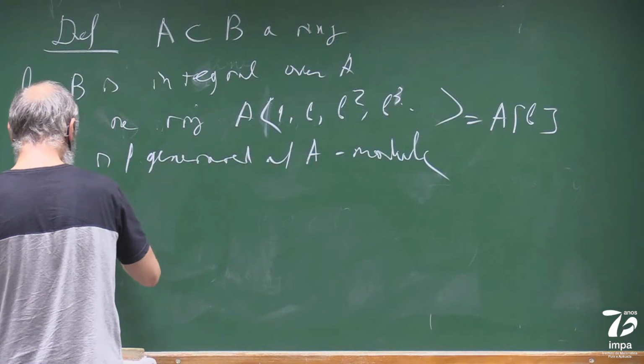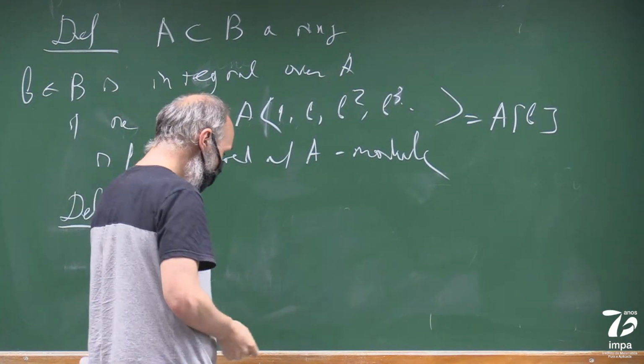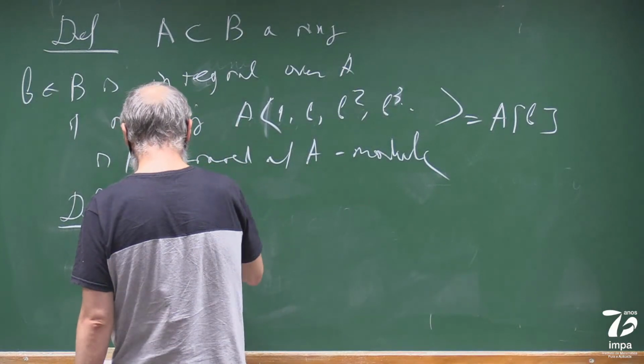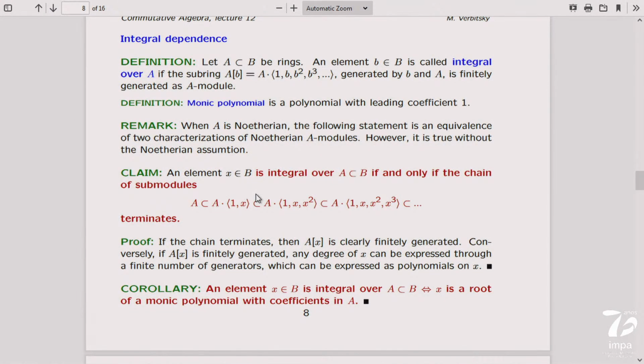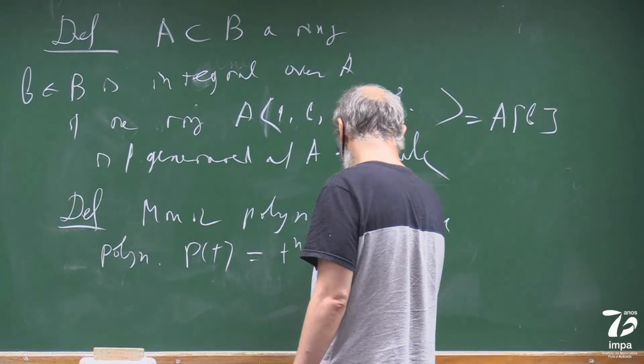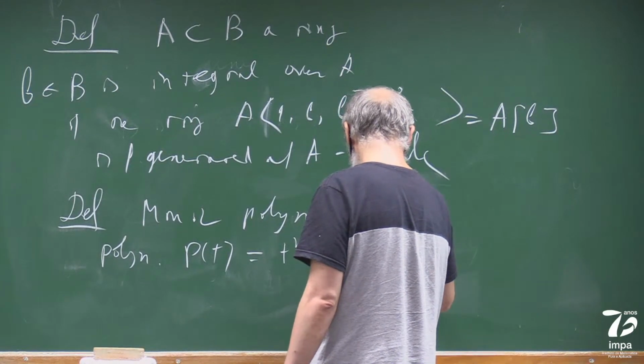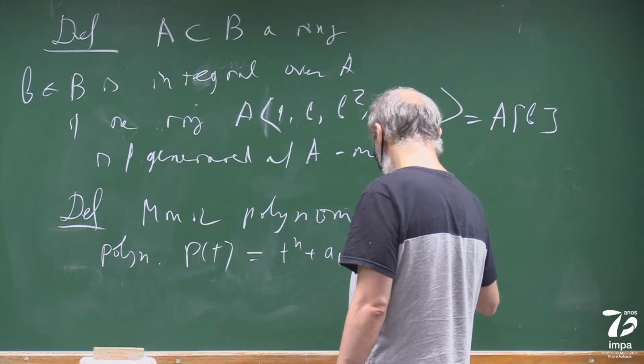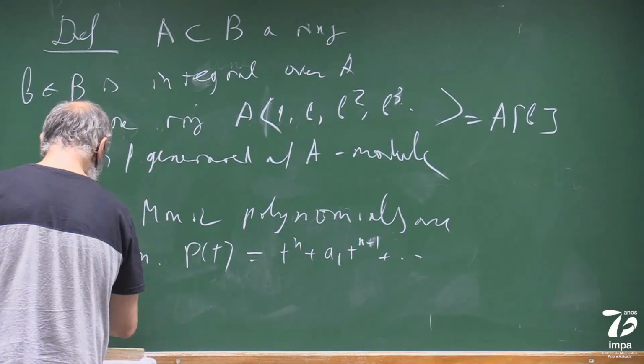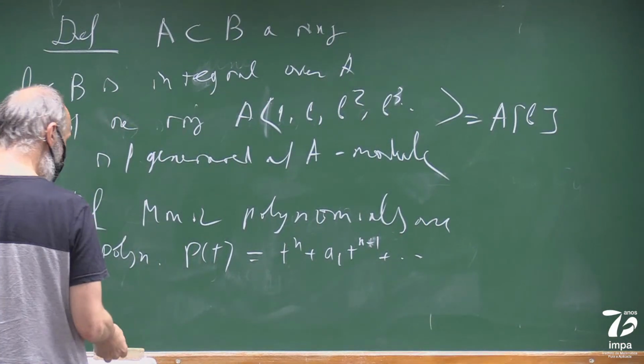The second definition is monic polynomial. We had it last time, but last time it was not, in fact, used. Monic polynomials are polynomials with leading coefficient 1. P of t equal to t to the power n plus a1 t to the power n minus 1 plus and so on. This is the leading coefficient, the coefficient with t to the n.